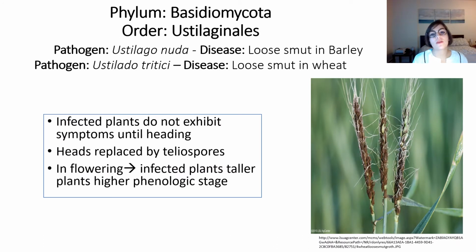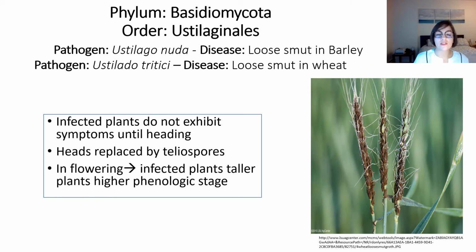Now we will review the Basidiomycota, and to start with this phylum, we will review the order Ustilaginales, which are the different pathogens which cause smuts. We have at first the pathogen Ustilago nuda, which causes loose smut in barley, and Ustilago tritici, which causes loose smut in wheat.